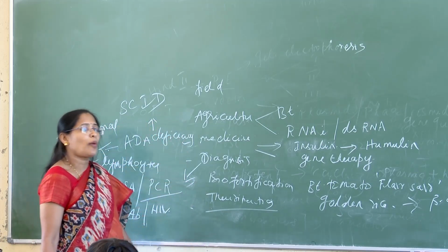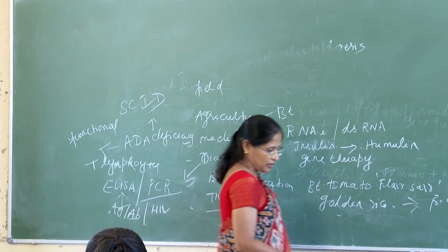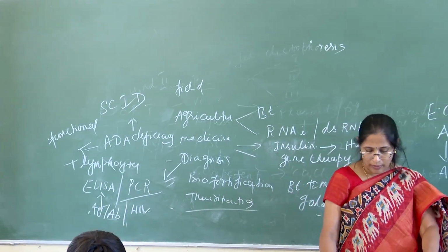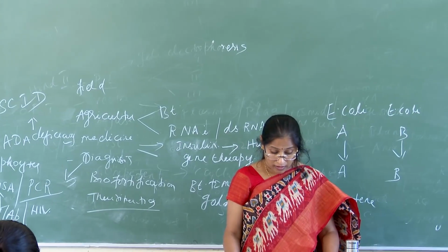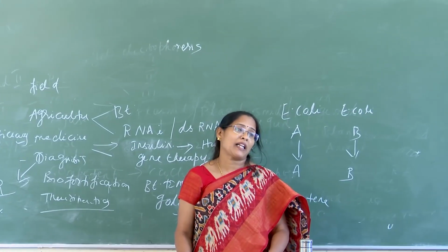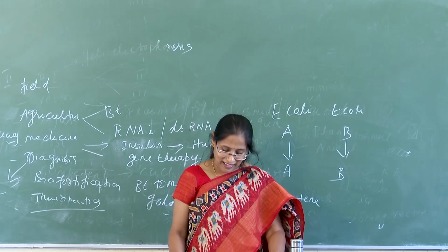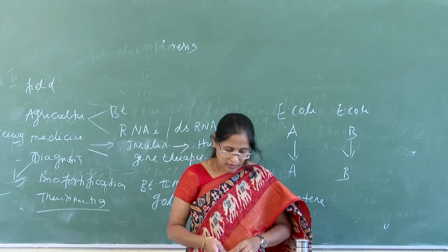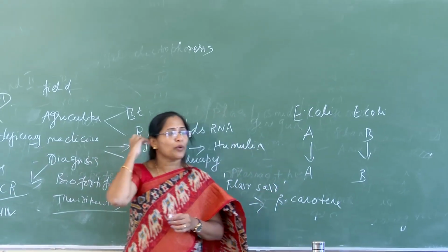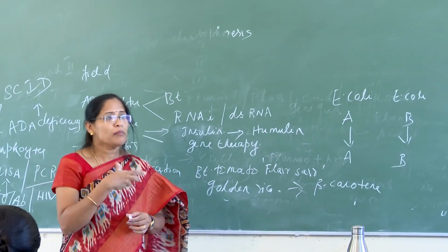And how many recombinant proteins have they developed till now? How many of them have been developed? 8. 8 are marketed. But how many are there? Almost 34 recombinant proteins are in the pipeline, but 8 are in the marketed stage.